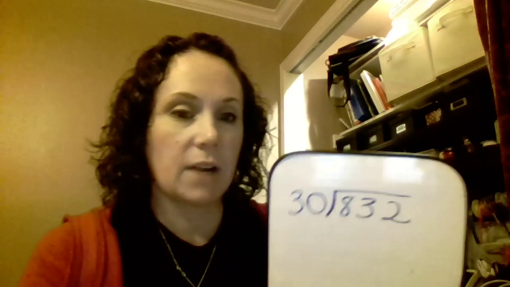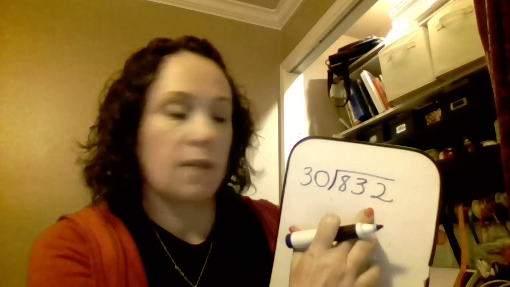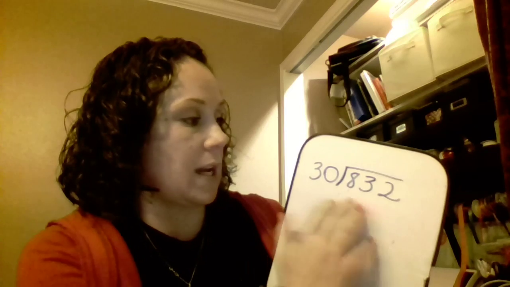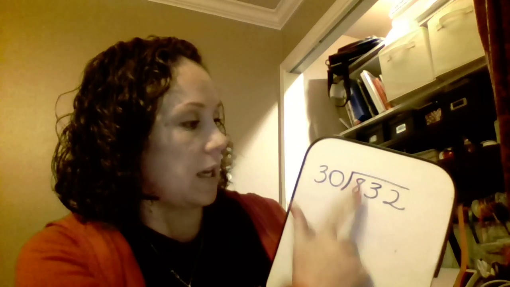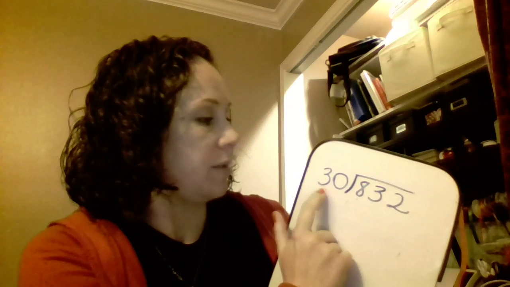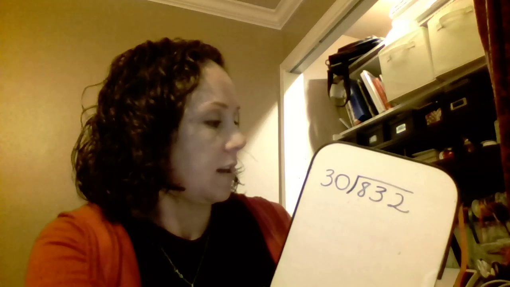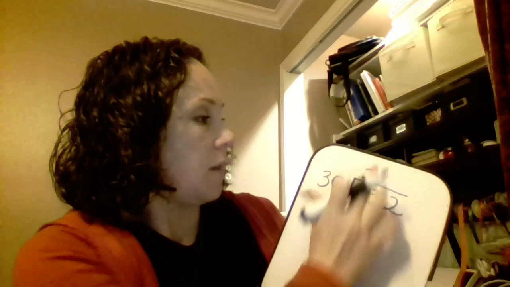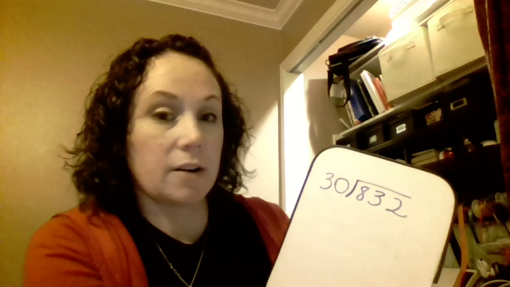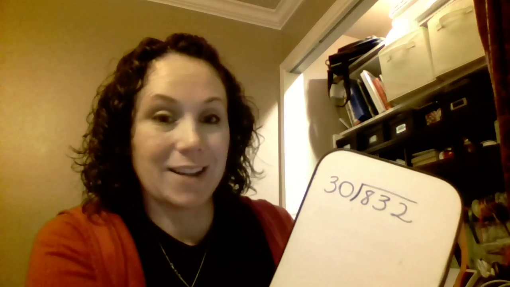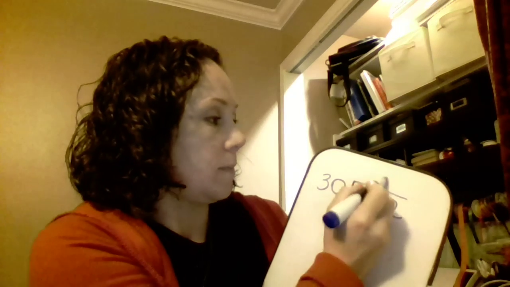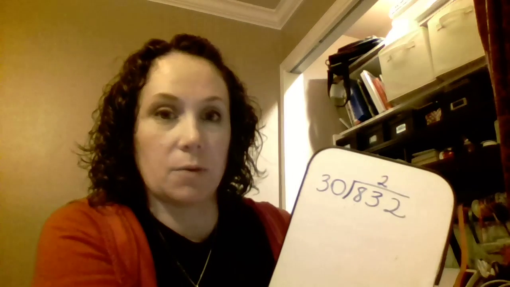Here we have 30 divided into 832. Now, instead of thinking about 30 into 800, let's think about 3 into 8. How many times does 3 go into 8? Let's try it 2 times. Oh, but we're not going to put it there, are we? Because we're not actually going into 8. We're going into 83. 30 is going into 83. So let's put the 2 over the 83.